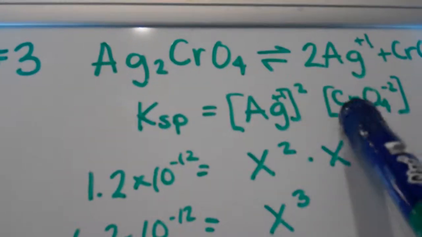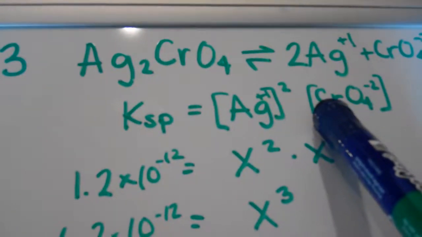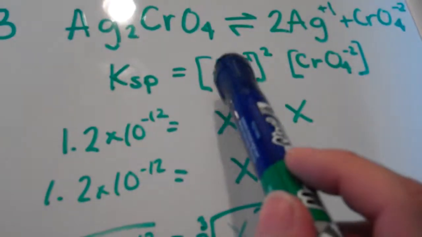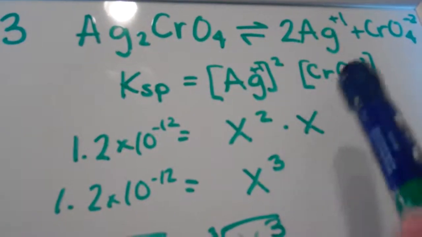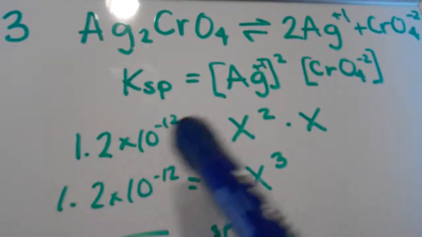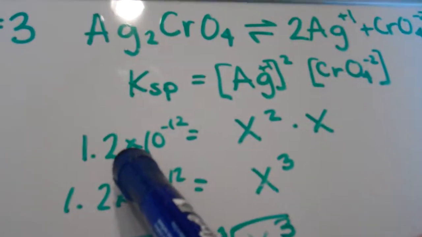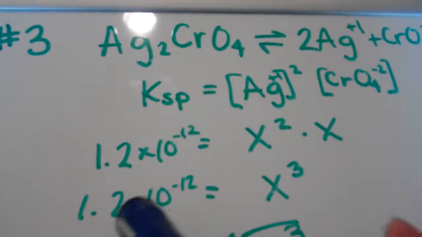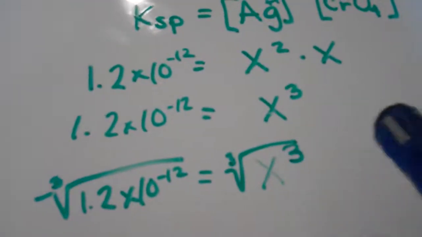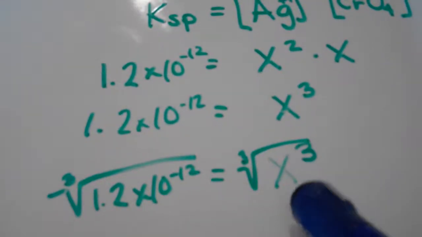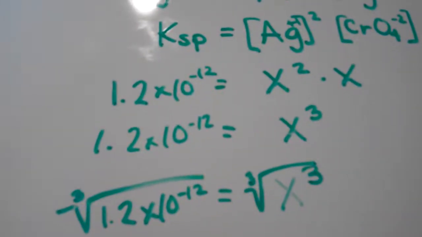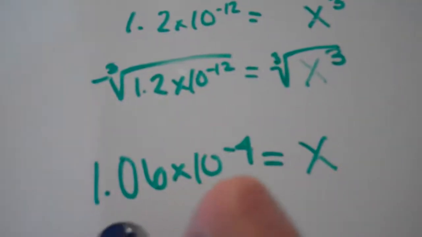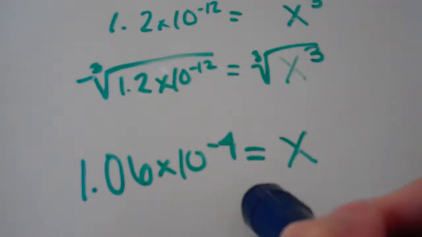Again, we can assume the concentrations of both are the same at equilibrium, so we can call each concentration X. We put X, and this time it gets squared because there's a 2 there, times X. This gives us X cubed. We were told the Ksp value is 1.2 times 10 to the negative 12th. To solve this, we take the cube root of X cubed to get X, and the cube root of 1.2 times 10 to the negative 12th. When we do this, we get 1.06 times 10 to the negative 4th equals X.